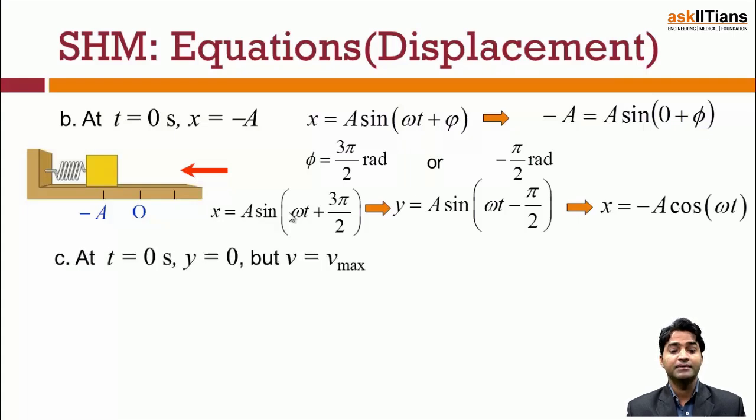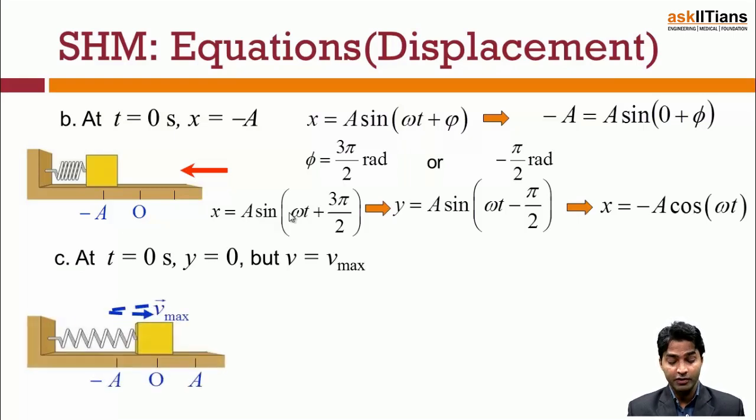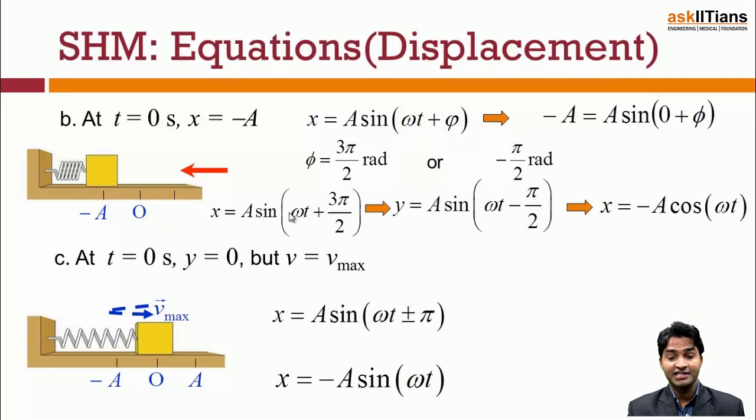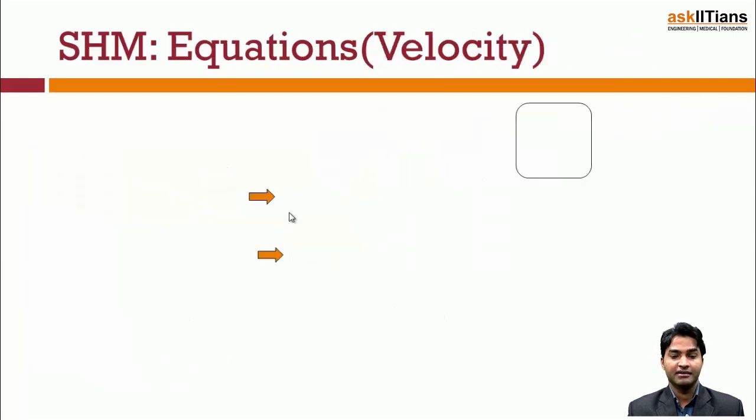And the third case, if at t equal to 0, the displacement is 0, either displacement along vertical direction, maybe along horizontal direction. We put the case for both, arbitrary, like displacement along x-axis or displacement along y-axis. We got at mean position displacement is 0 but the velocity is maximum. So for this third case, if it is at mean position, the velocity would be maximum, and in that case x is equal to a sine omega t plus or minus phi, and that is equal to minus a sine omega t, and it is the case of third equations.